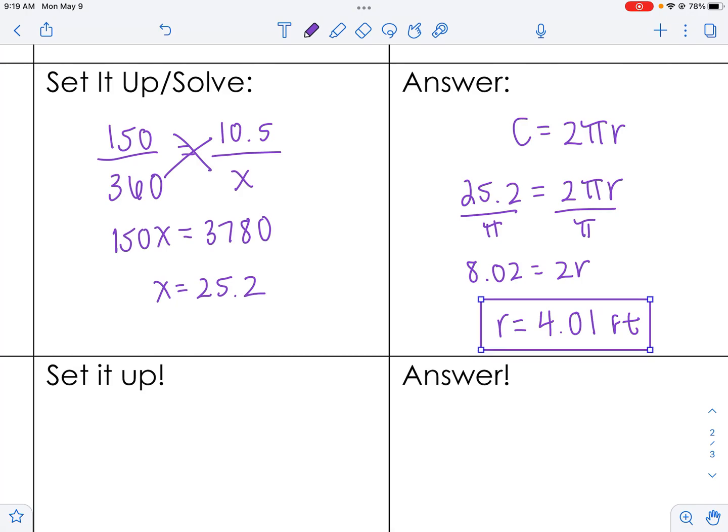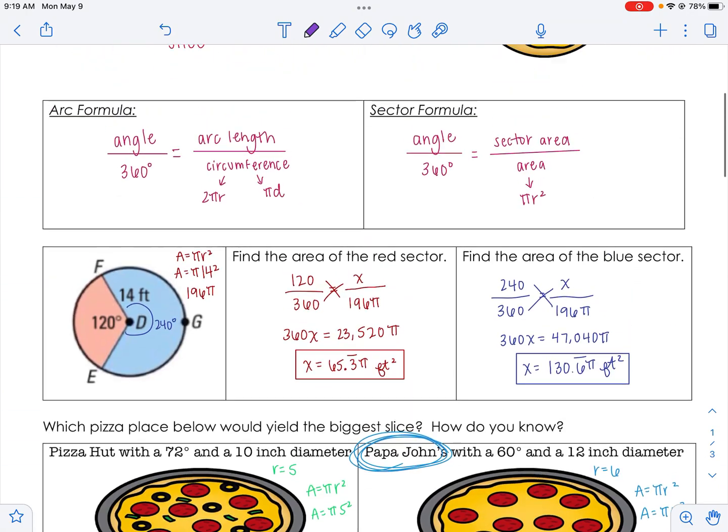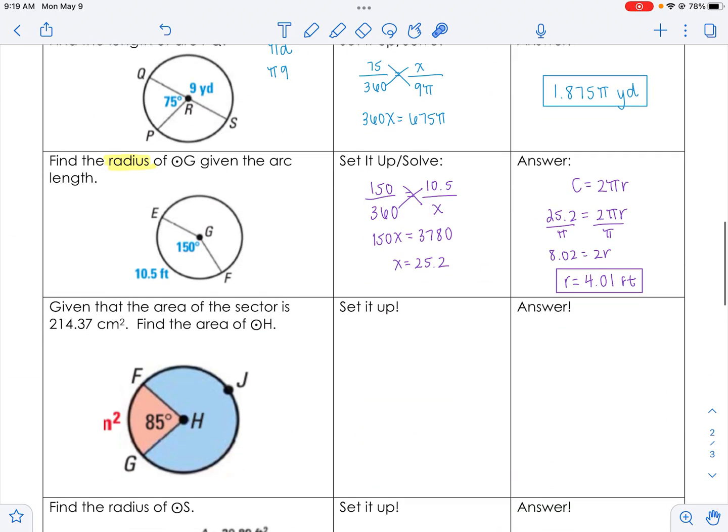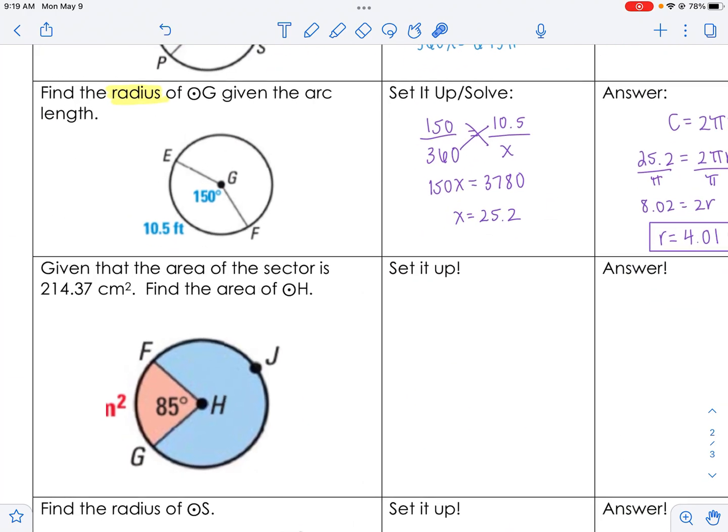So a lot of times when we're going forwards in these problems, it's just going to be very, very straightforward. Going back to our formula, it's always just angle over 360 equals x over either circumference or area, depending on what you're finding. Remember that arc length goes with circumference, like sector area goes with total area. But every now and then we're going to have to work backwards.